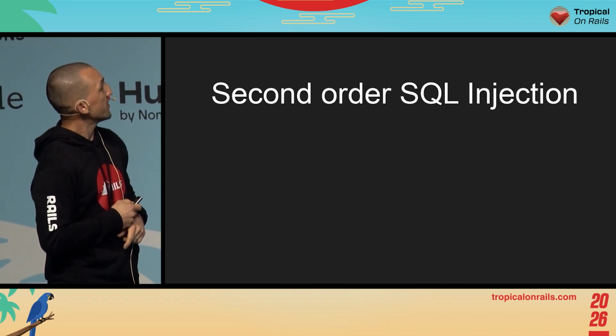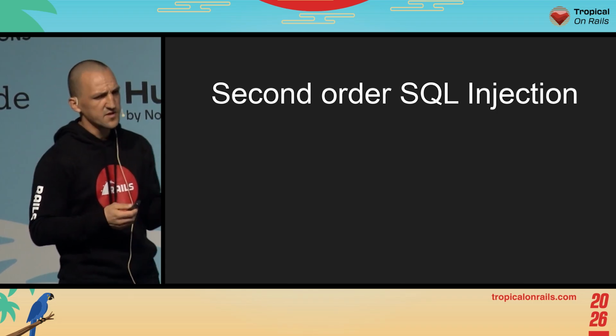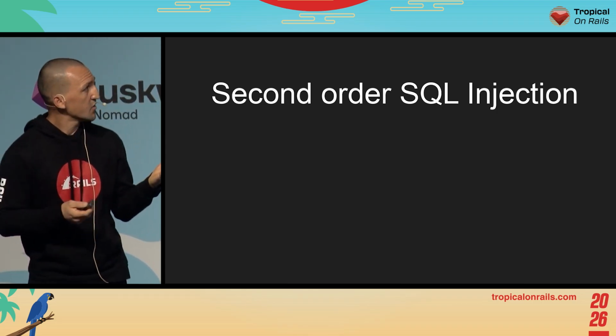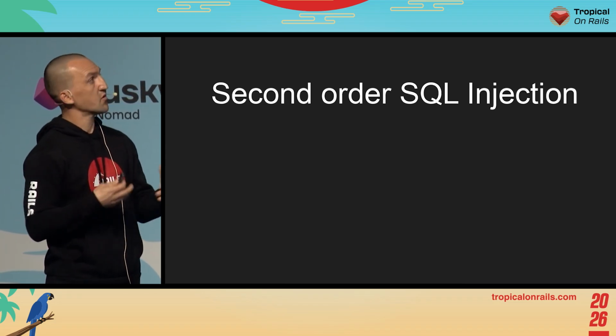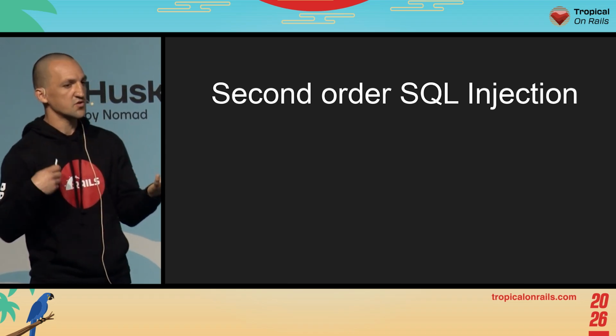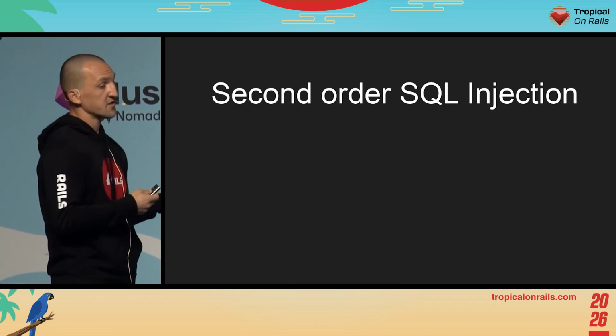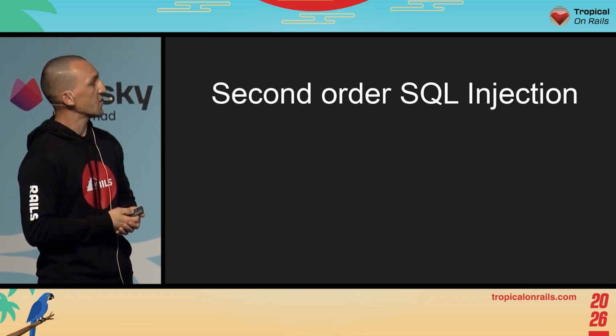And there is also another thing called second-order SQL injections. This is basically when you are getting the data from the user, and you are storing it in a safe way in the database, but in a later process, such as a background job or something, you are passing the data into an unsafe Active Record method, such as the ones I mentioned earlier.